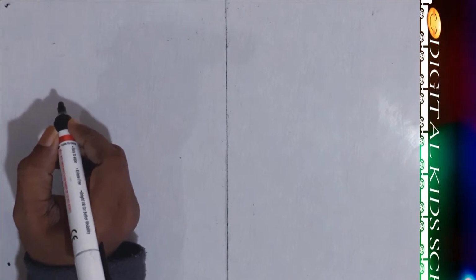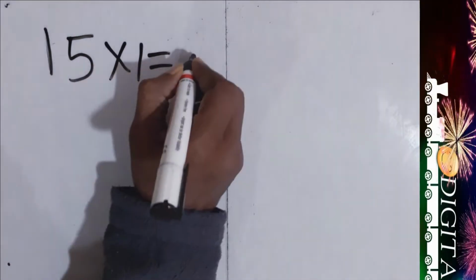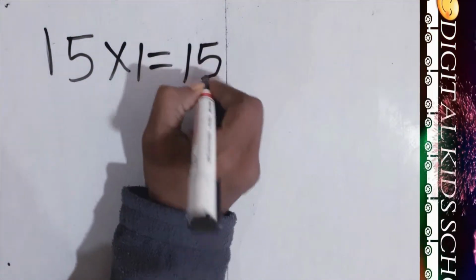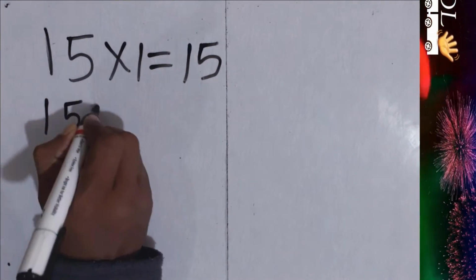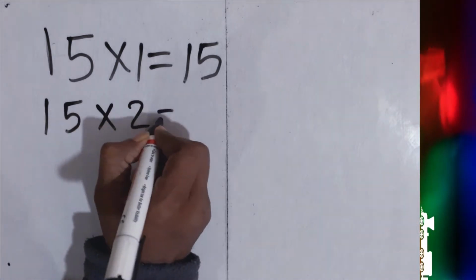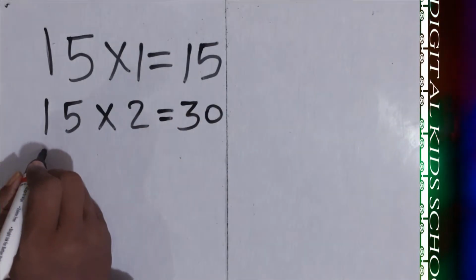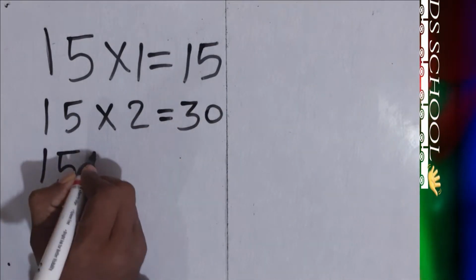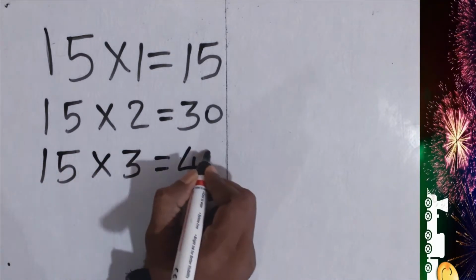Dear students, now we are learning 15th table. 15 1 ja 15. 15 2 ja 30. 15 3 ja 45.